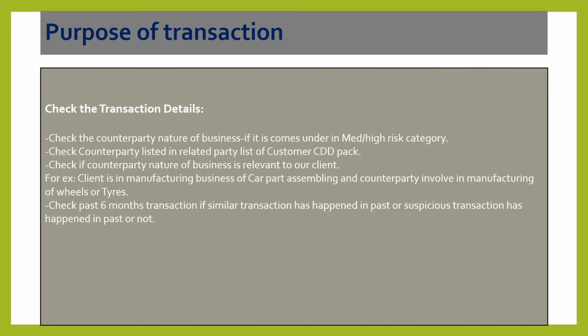Now, the purpose of transaction. We check the counterparty nature of business. If it comes under medium or high risk category, check whether the counterparty nature of business is relevant to our client's business or not. Check whether the counterparty is listed in the related parties of the customer's profile or not. Okay. For example, the client is in a manufacturing business of car part assembling and the counterparty is involved in manufacturing of wheels or tires. So it is considered a relevant nature of business, right?